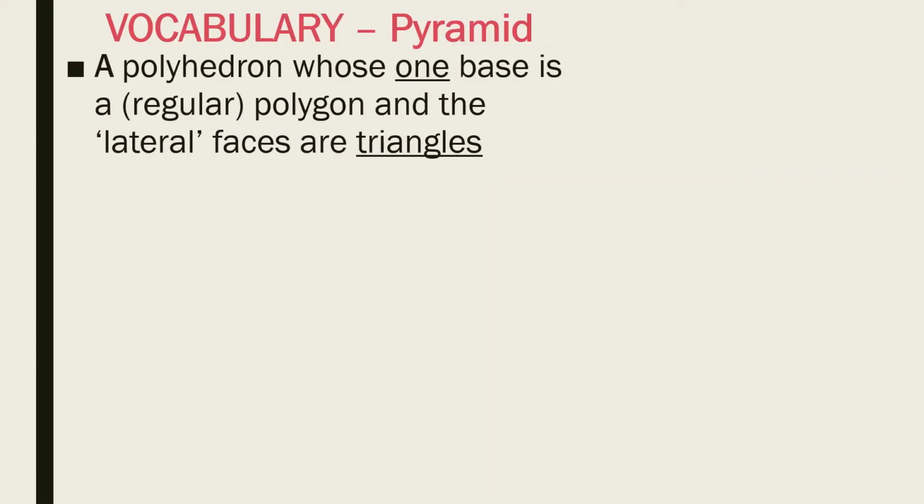All right, we are into some official vocabulary for section 11.3. Our first definition is a pyramid. So a pyramid is a polyhedron whose one base, remember the pyramids only have one base, is a regular polygon, and then the lateral faces are going to be triangles. So we are going to only focus on regular polygons in this chapter.